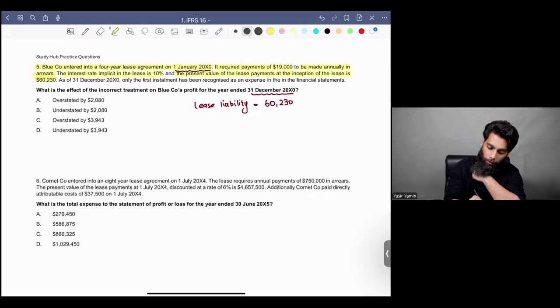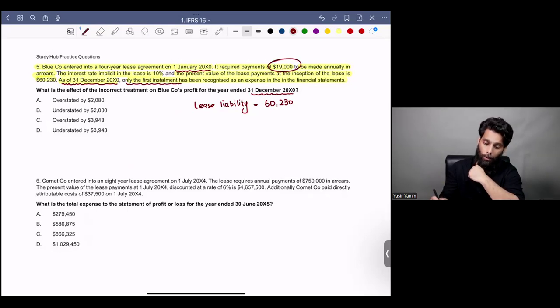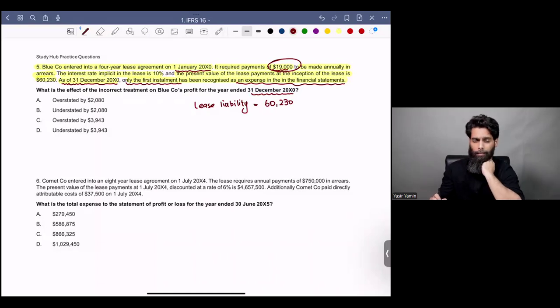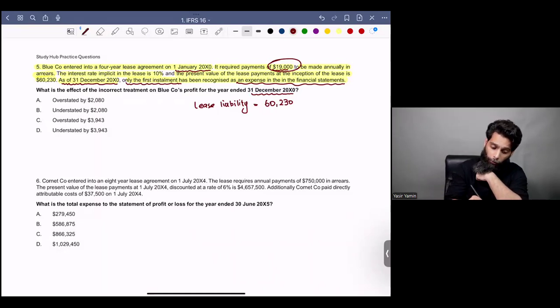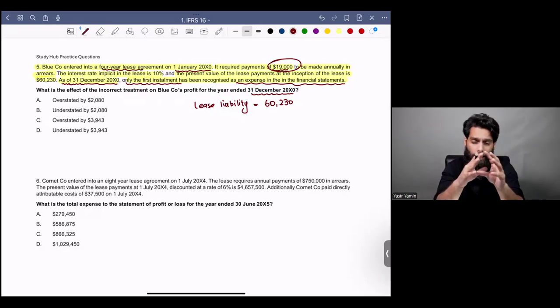The examiner says, as of 31st December 20x0, only the first installment has been recognized as an expense in the financial statements. Can anybody tell me if this is the right thing to do? They have recognized the entire 19,000 as an expense. Is this correct? For a 4-year lease, can you recognize the entire lease payment as an expense?